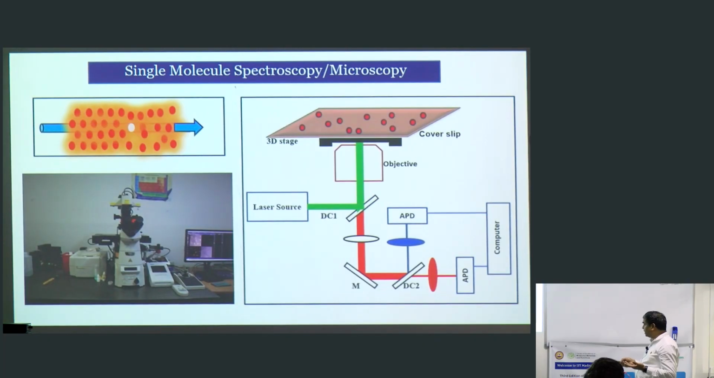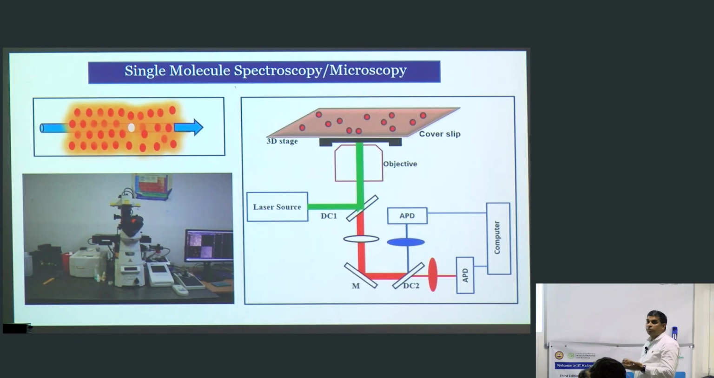You can see here the same techniques are being used. We have the light source, and then we can have one dichroic mirror. The purpose of the dichroic mirror is that it will pass the light to the sample and then give you the emission by not passing the excitation light. And this is a cover slip, and there is a stage.